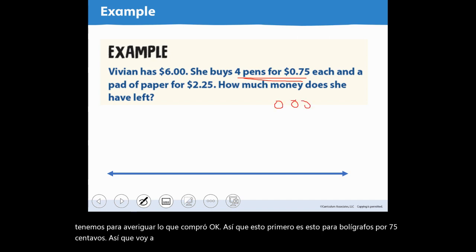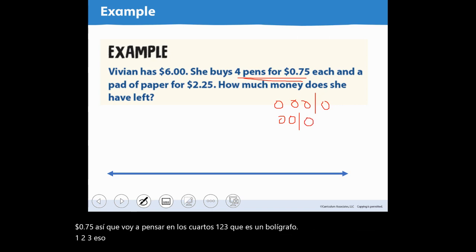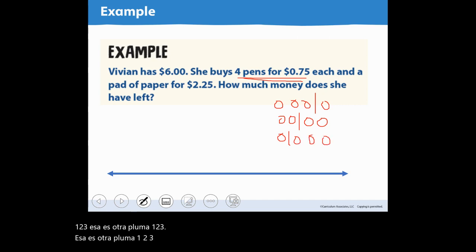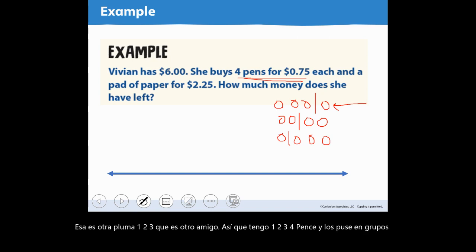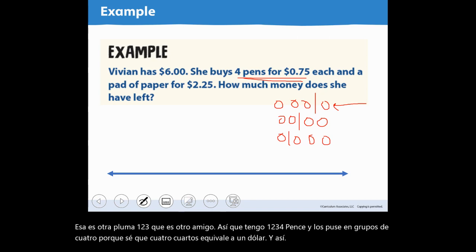1, 2, 3. That's 1 pen. 1, 2, 3. That's another pen. 1, 2, 3. That's another pen. 1, 2, 3. That's another pen. So I've got 1, 2, 3, 4 pens. And I put them in groups of 4 because I know that 4/4 equals $1. And so I have $3 total. So she spent $3.